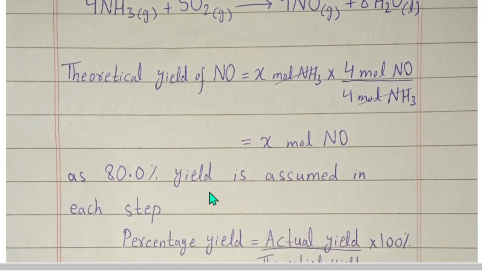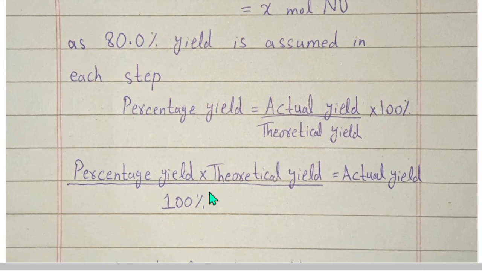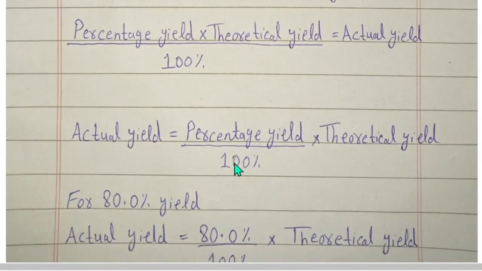We need the actual yield as the percentage yield is not 100%. We assumed an 80.0% yield in each step. We can calculate the actual yield of NO using this formula. The theoretical yield is dividing here, so it will multiply on the other side, and 100 is multiplying here, it will divide on the other side. I can rearrange the formula like this as well.